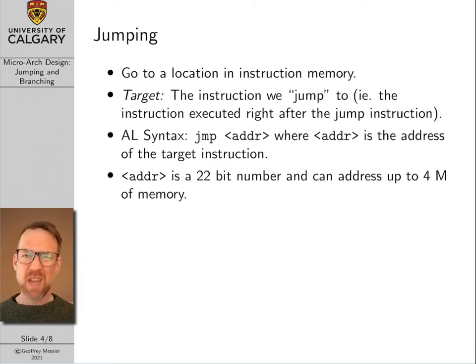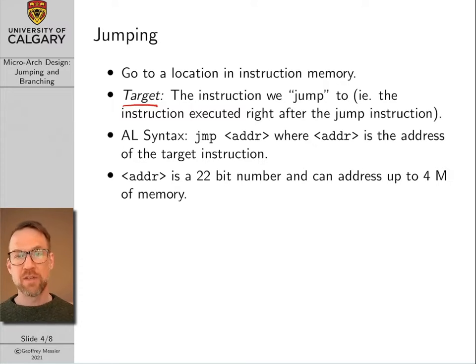So jumping, as the name suggests, is basically just going to a particular location in instruction memory, or jumping to a particular address in instruction memory. As a bit of terminology, when we use a jump command, we usually say that we're jumping to a target, or a target location. And the target location is basically the address of the instruction that we are jumping to.